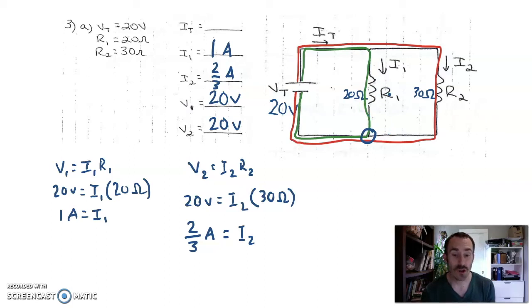And so the two currents coming in are 1 amp and 2/3 of an amp, and so together they give us a total current of 1 2/3 amps. Or, if you like it better, 1.67 amps. And that gives us the whole thing. Now, we could also figure out a whole bunch of other stuff, like what is the equivalent resistance?